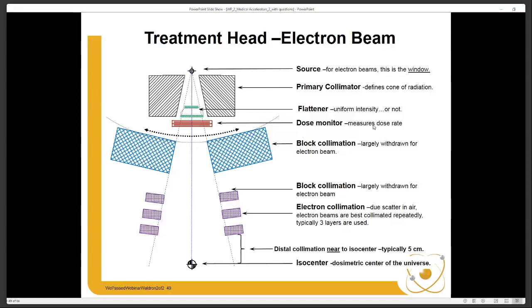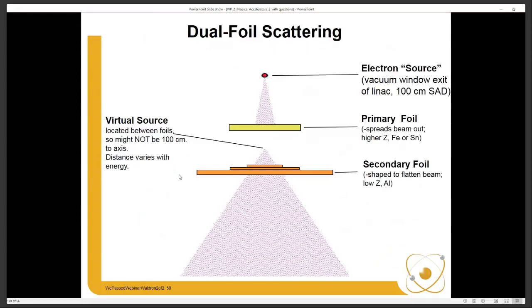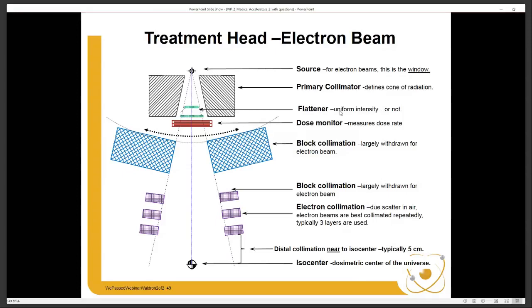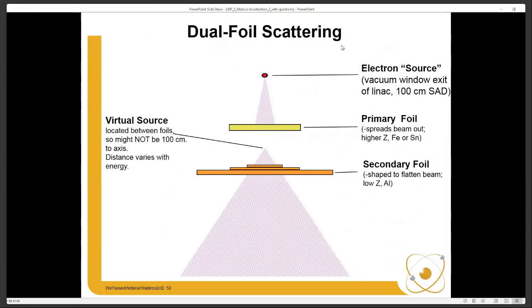So let's go first to dual foil scattering, which is our method of flattening the beam. Most of our modern linear accelerators that are used in medicine use dual foil scattering. Dual foil scattering is two sets of foils placed in the beam. The first foil is usually higher Z relative to the second foil. It spreads the beam out. Okay, it gives us some beam spread. The second foil is usually shaped and is usually a low Z material, often aluminum, and it will often have a wedding cake shape. It behaves almost like a flattening filter in a photon beam, but these work primarily by scattering, whereas for a photon beam, a flattening filter works primarily through absorption.